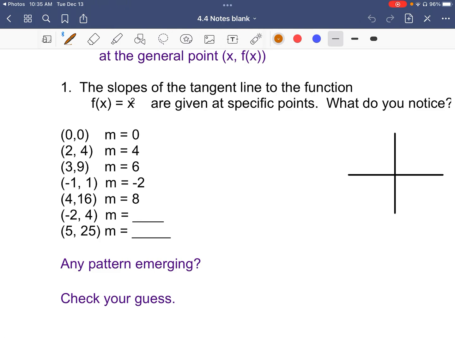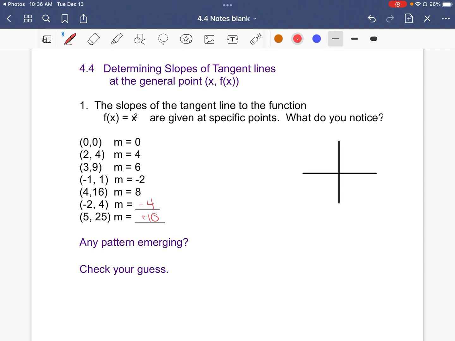I'm going to give you 30 seconds. You can take your dramatic pause or pause this video and try and see if you can figure it out. Spoiler alert, if you didn't pause the video, our slopes are always 2 times the x coordinate. So the slope at (-2, 4) would be -4, and the slope at 5 would be positive. Silly goose. So it is 2 times every x coordinate.